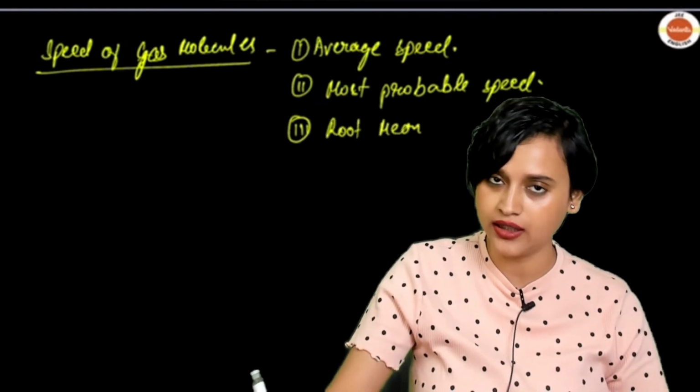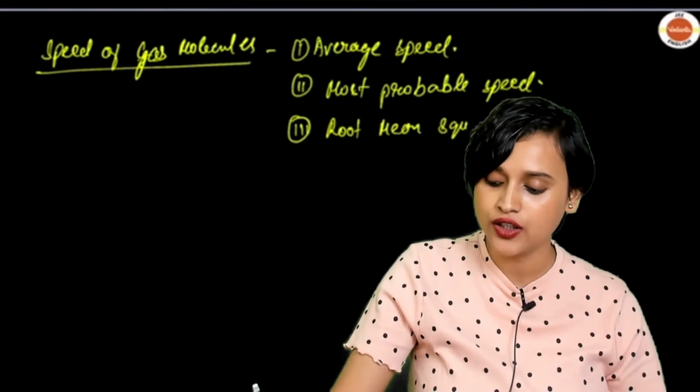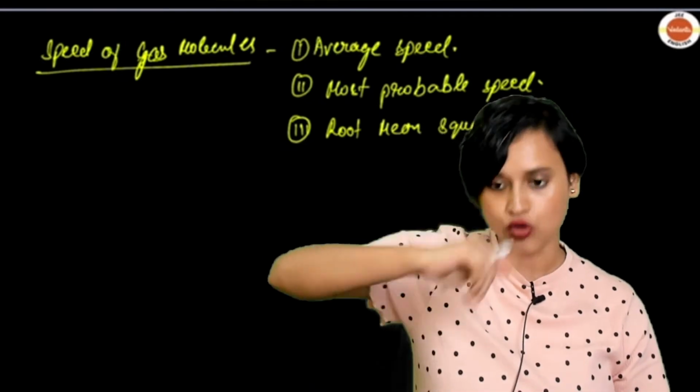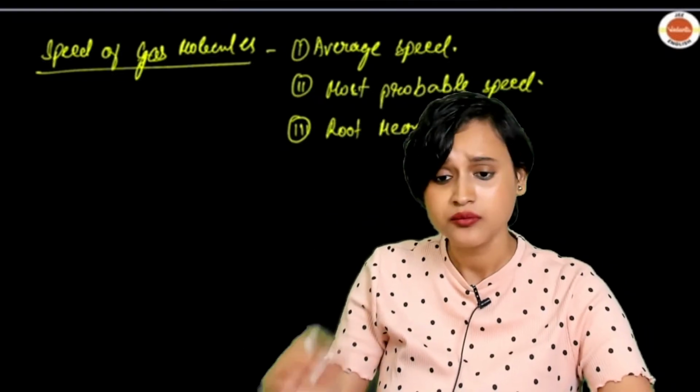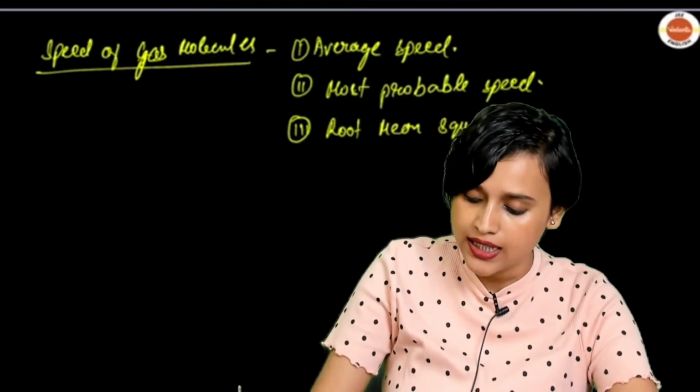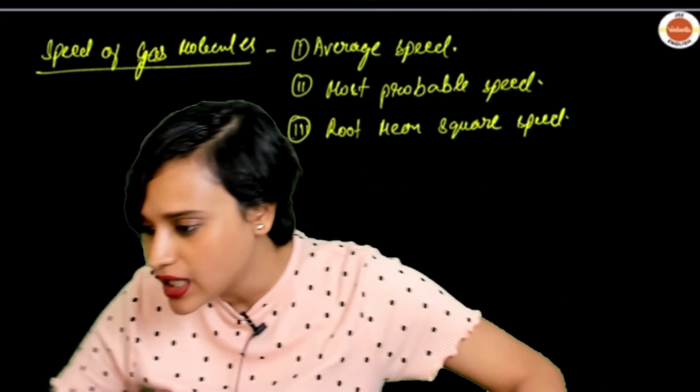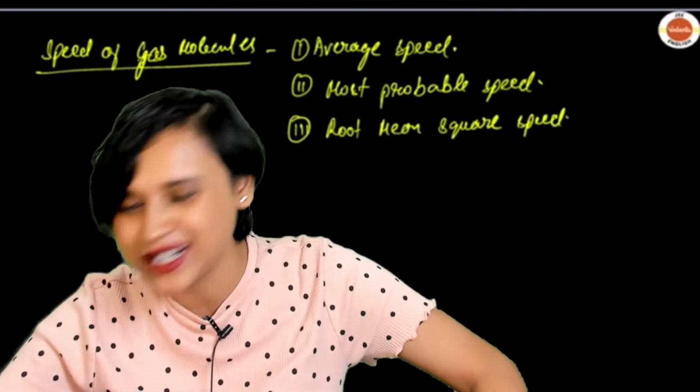So what do you do? You find the mean, then you square it, and take the root. This is your root mean square speed.